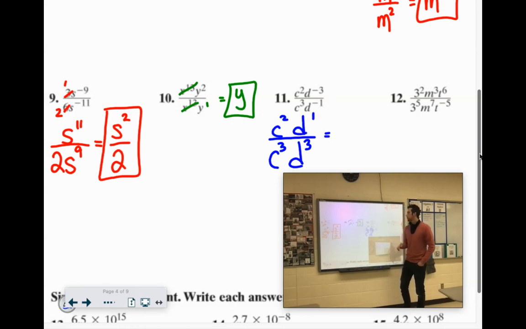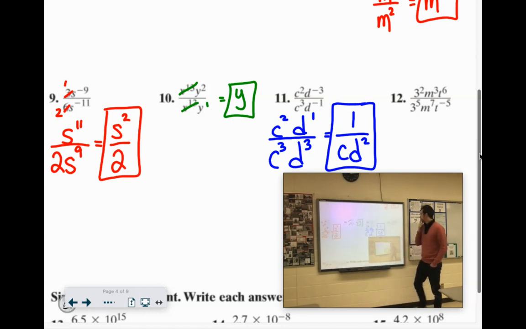And now let's see where there are more. There's c to the 3rd in the denominator. 3 minus 2 would be 1. So c to the 1st in the denominator. There's more d's in the denominator. And 3 minus 1 would be 2. So d squared. Got to put a place filler up top.